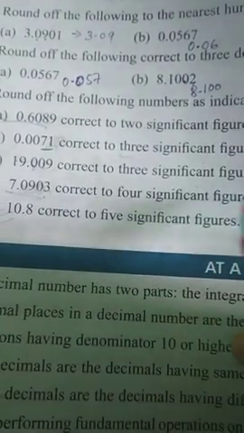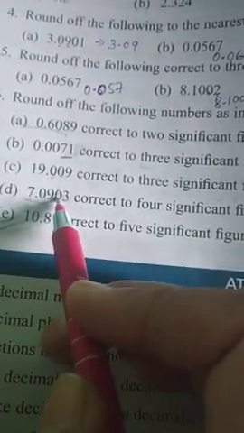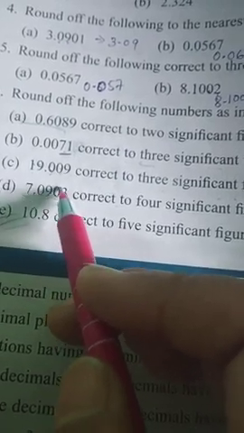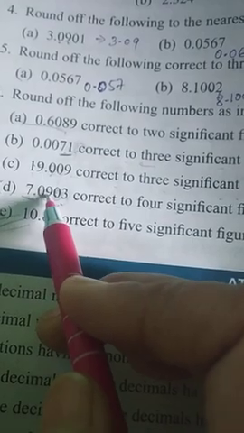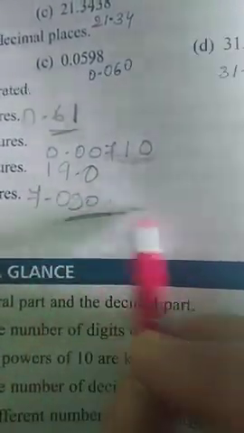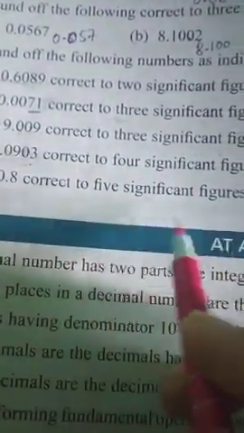Correct to four significant figures. So 1, 2, 3, 4. After this, you have to see this is 3. 3 is less than 5. So 0 will remain 0 only. So 7.090 will be its answer. Now, 10.8 correct to 5 significant figures.